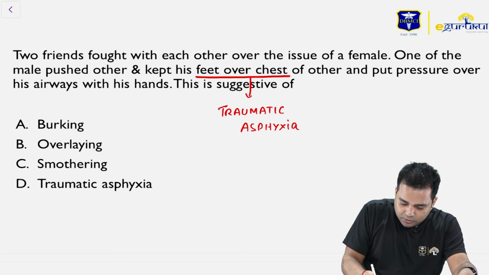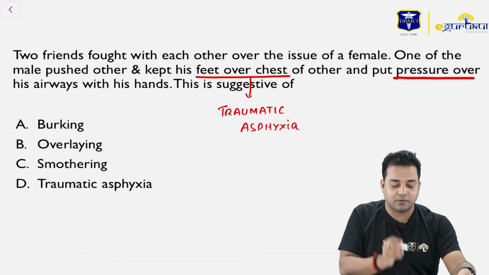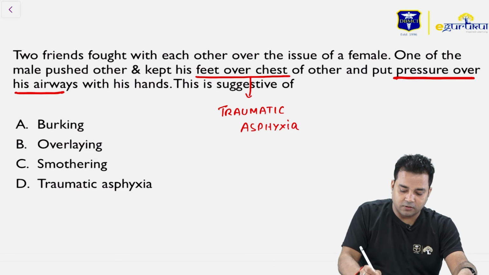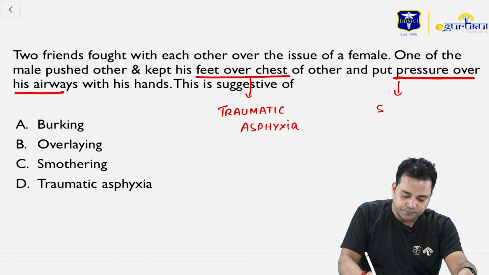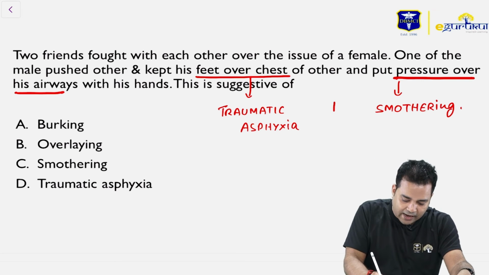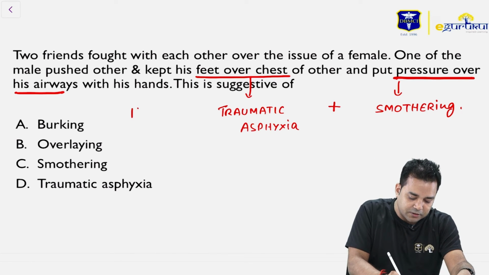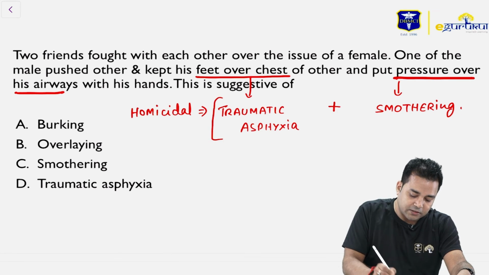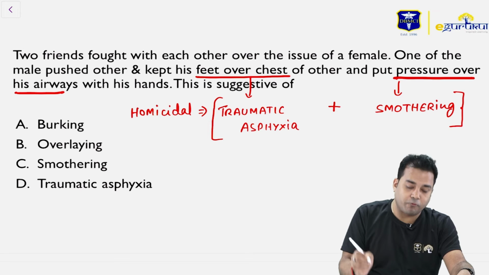And then the person is putting pressure over his airways. What are the airways? Mouth and nose. What is this called? This is what is called smothering. So two asphyxial mechanisms are acting together by the act of this fellow, and this act is being done to kill a person. So I can say it is an act of homicidal traumatic asphyxia with smothering.